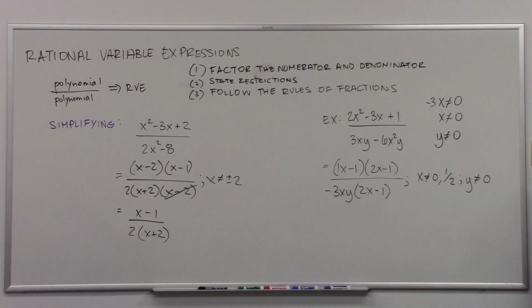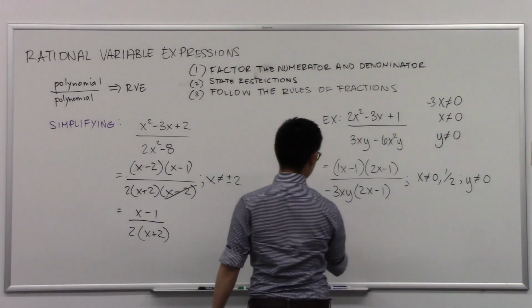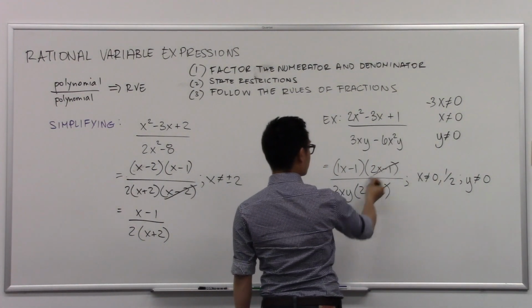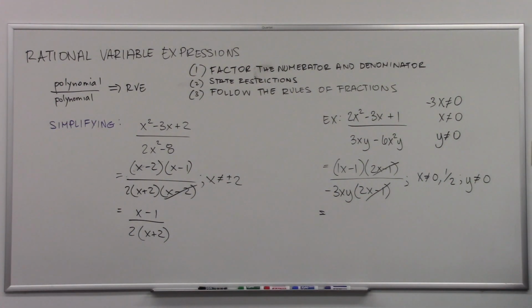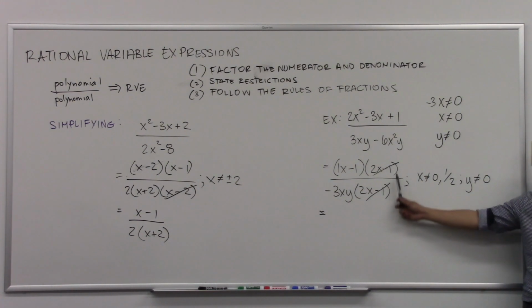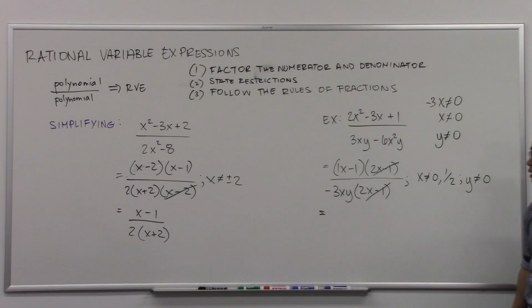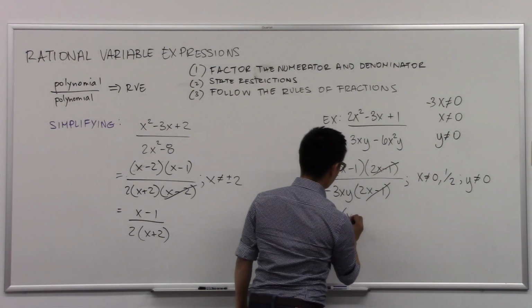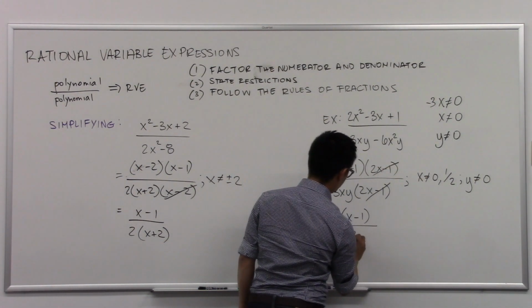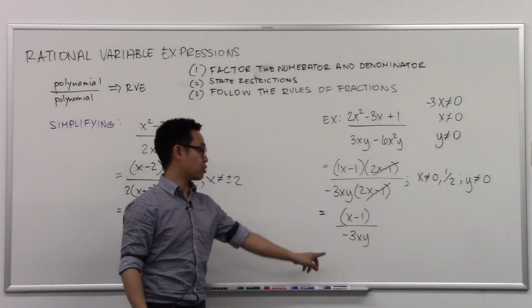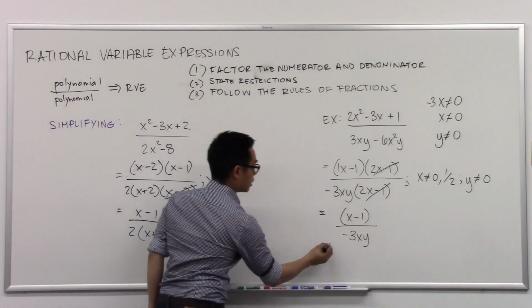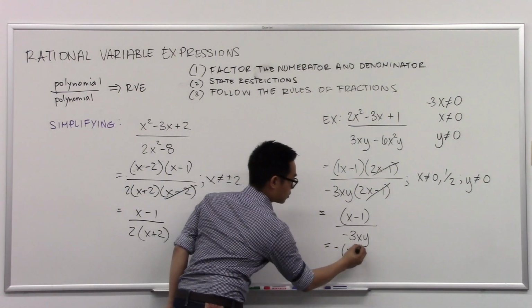And now I simplify. 2x minus 1 cancels from both the numerator and the denominator, leaving me with x minus 1 over negative 3xy. But remember, the rule for rational numbers is you cannot leave a negative in the denominator. You have to move it to the top.